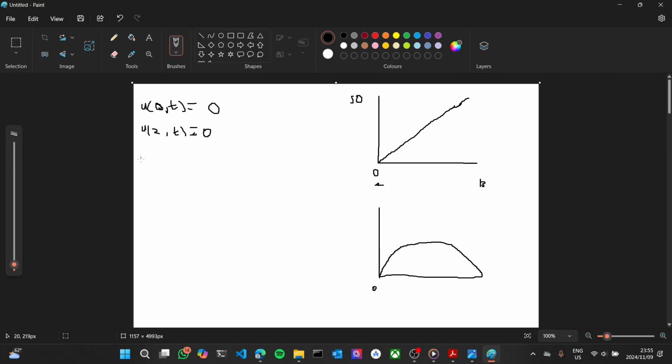Now we know that the temperature at B is 50 and at A is 0, and that gives us this linear line here, and we can describe that using a linear equation. Okay, so using the linear equation mx plus c, we can describe this line here.